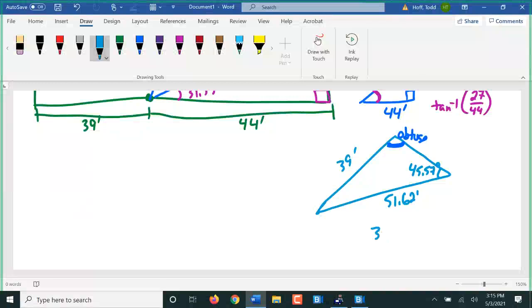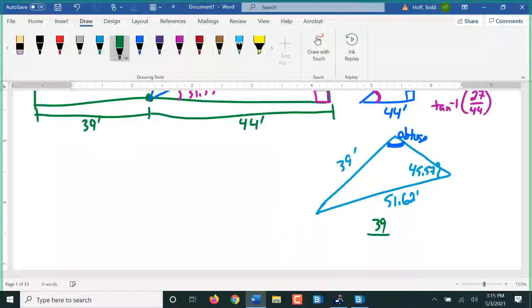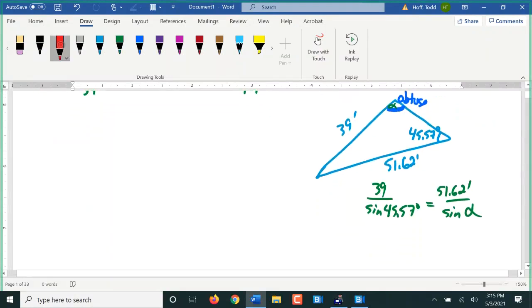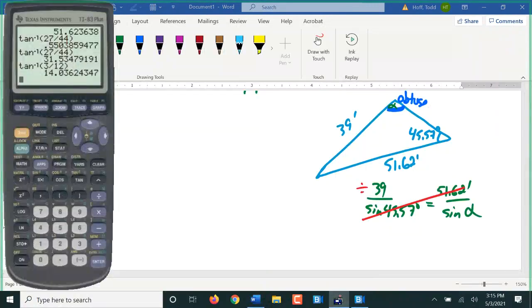39 feet over the sine of 55.57 degrees equals 51.62 feet over the sine of that unknown angle. I'm just going to call it alpha. Divide. 0.9452.